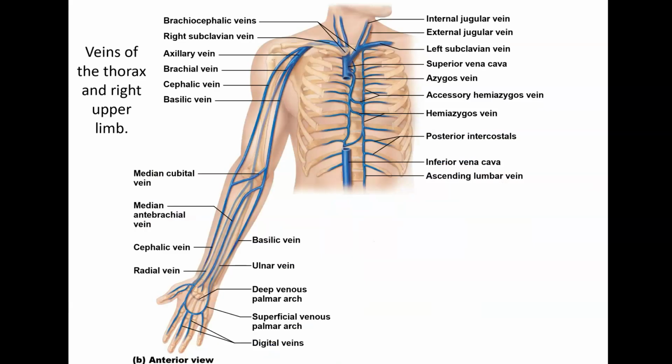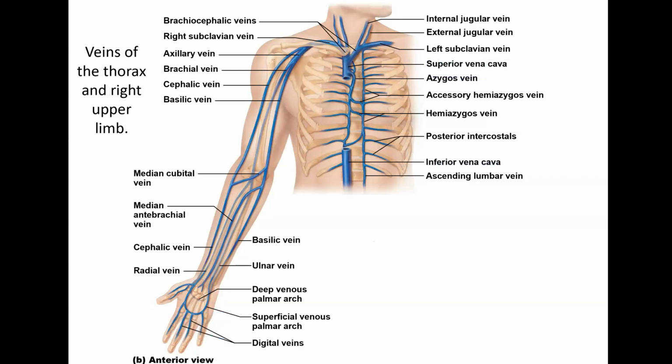Next, let's talk about some veins of the thorax and the right upper limb. Let's first start off talking about the inferior vena cava, which again is draining the abdomen, pelvis, and lower limbs, bringing the blood back to the right atrium. We also have the superior vena cava, which drains blood into the right atrium from our head, neck, thorax, and upper limb. And then we also have this azygous vein.